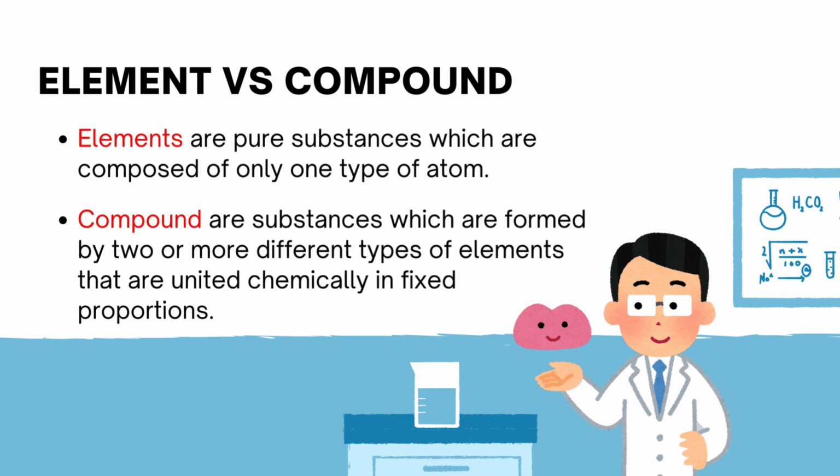Elements are pure substances which are composed of only one type of atom. You can find the elements in the periodic table. Now, when we talk about the word compound, we are referring to the substances which are formed by two or more different types of elements that are united chemically in a fixed proportion. It means if you combine an element with another element, you can form a compound.